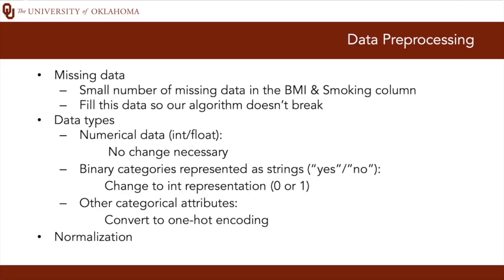In terms of normalization, all we did was scale the data between 0 and 1 so that one column with a much larger scale wouldn't end up dominating the prediction. All right, next slide.